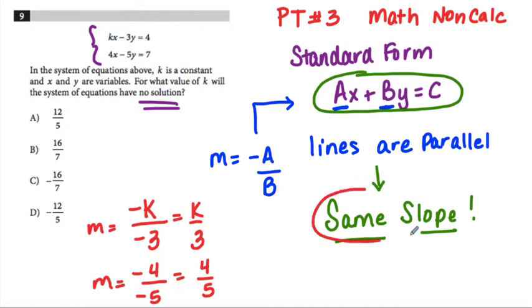Well, I need the slopes to be the same, so I'm going to set them equal. Because if I set two things equal to each other and solve, the value I get is going to make them equal, which means the same.